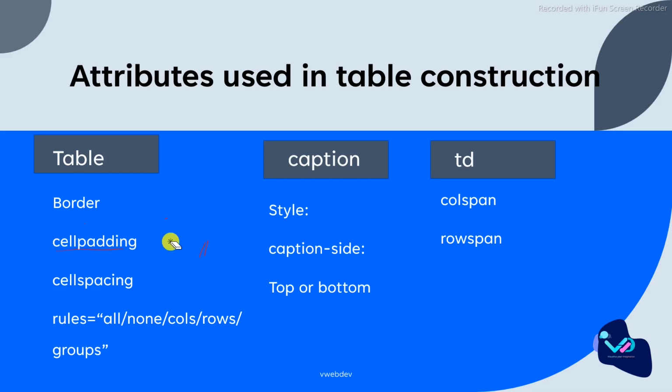And then we have the cell spacing. Cell spacing is usually a synonym of margin. If we consider this as a table and this as my TDs, there is some space between this table's border and the TD's border. Similarly, there is some space between this TD's border and this TD's border. This distance between the table's border, the TD's border and the neighboring TD's border is known as cell spacing. It gives us the spacing between the borders of each of the TDs and the table respectively.